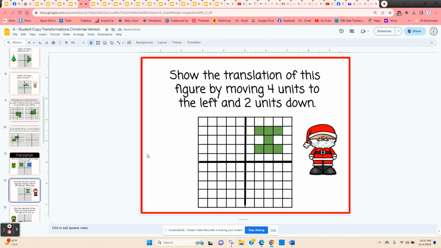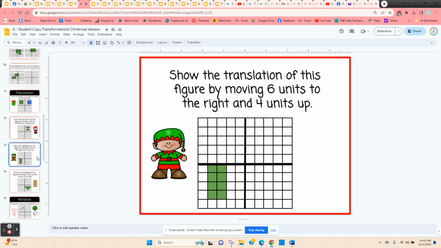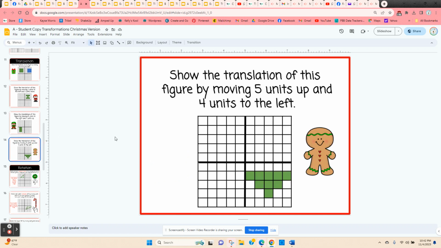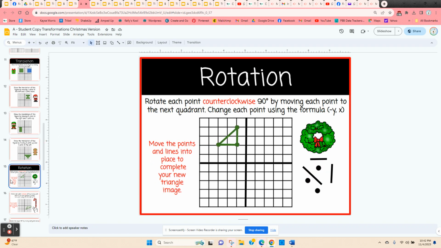The next one's a little bit more difficult. This one they're going to move 4 units to the left and then 2 units down. So they've got to count very carefully. This one they're going to move 6 units to the right and then 4 units up. And do the same thing on this figure. Then we're going to move on to rotation.